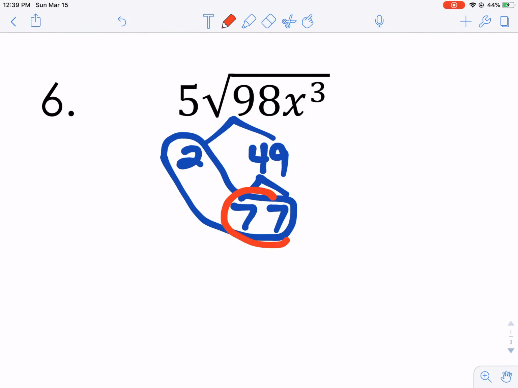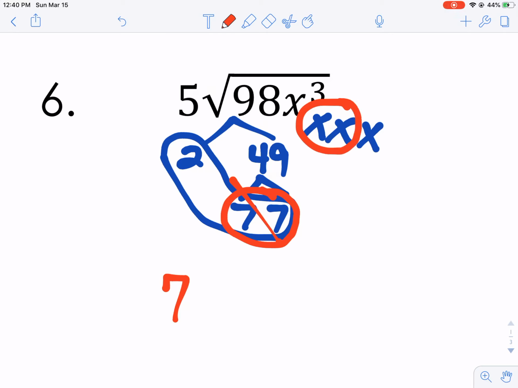For every group of 2, 1 comes out. So a 7's going to come out. And now for the x's, I have 3 of them. X times x times x. But since I'm simplifying a square root, I only want groups of 2. So I'm going to circle 2 of the x's. For every group of 2, 1 comes out. So I cross them off, and I bring a single x out here with the 7.